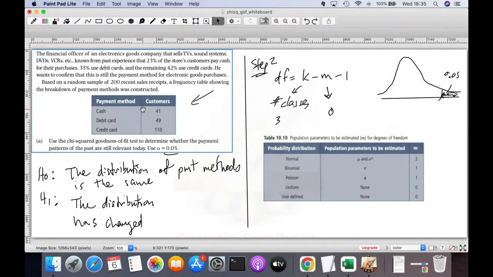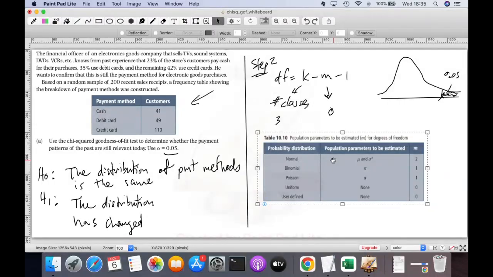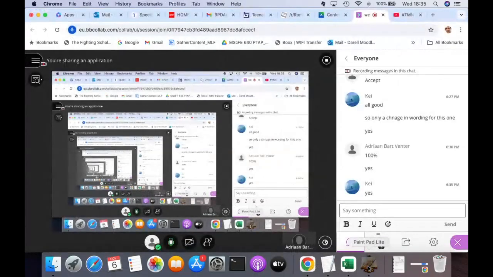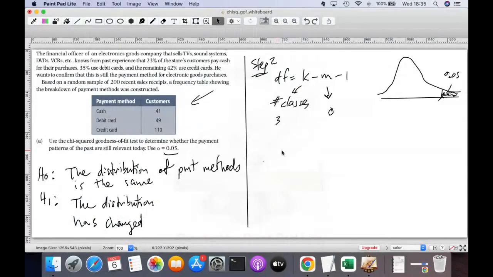Here in this question, they never mentioned anything about a normal distribution, neither did they mention anything about a binomial or a Poisson. So our M is 0. Let me just pause for a second and check if there are any questions. That table on page 305 is not in your sheets. So remember, unless they say that it's a specific distribution, you'll need to specify M. Otherwise, just assume that your M is 0. In this case, our degrees of freedom is 3 minus 0 minus 1, which is 2.